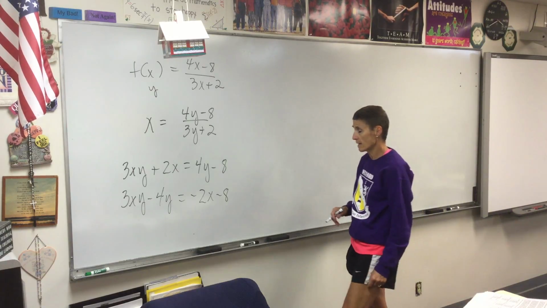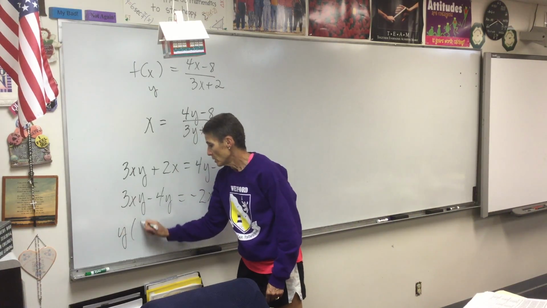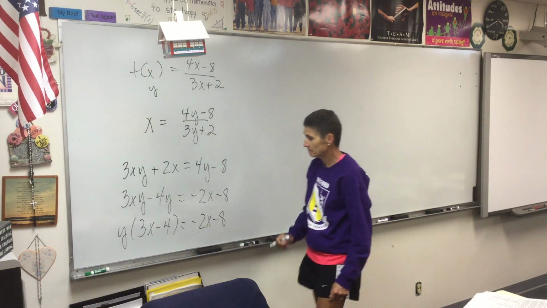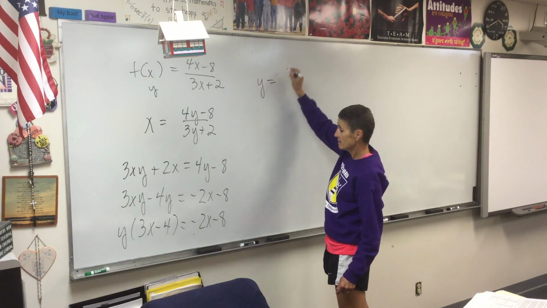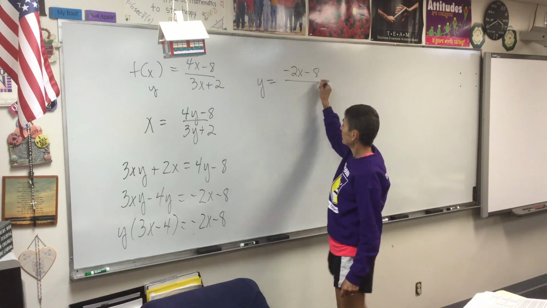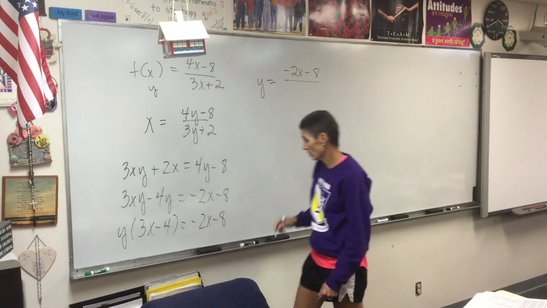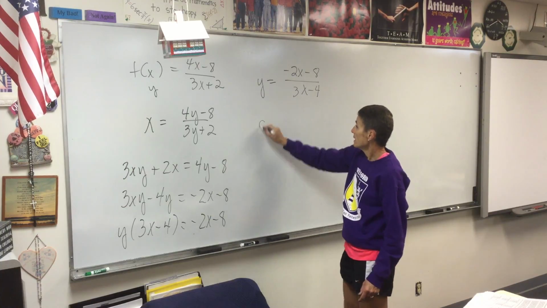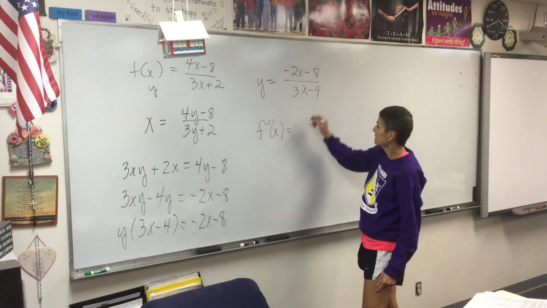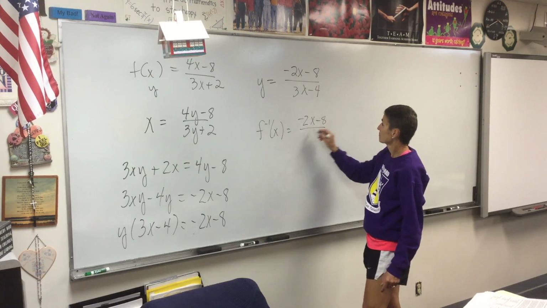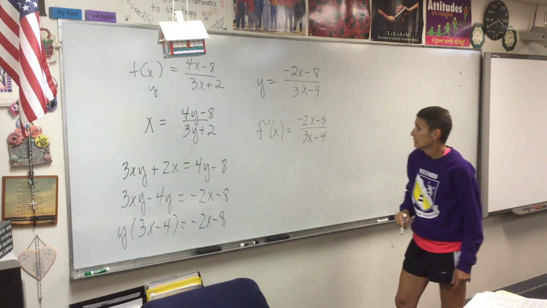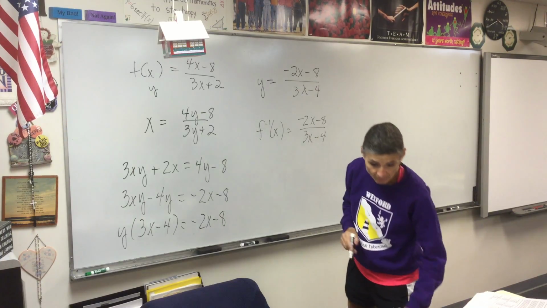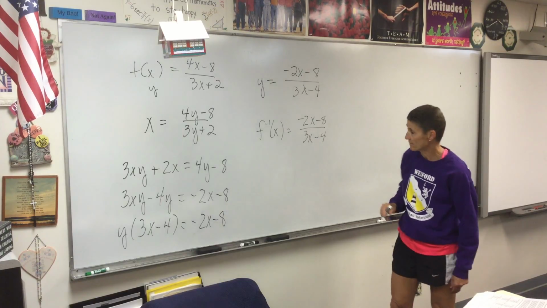Move all the y's to one side, and then factor them out. So instead of having two y's, now we have just one y, and then we'll divide by that parentheses that we created when we factored. And so our inverse is this. Now your job, besides finding the inverse, is to find the domain of that.